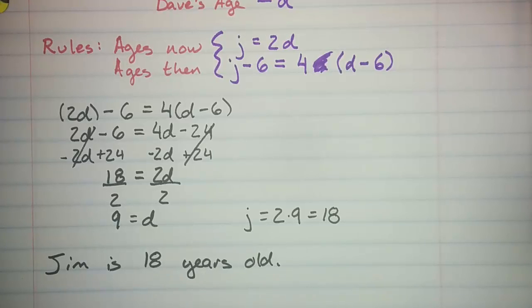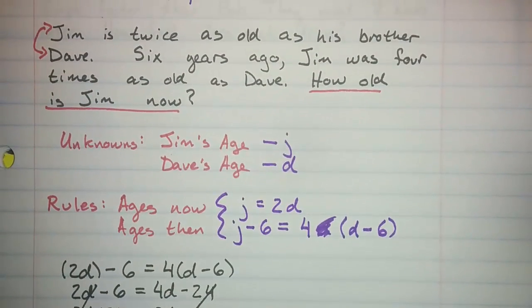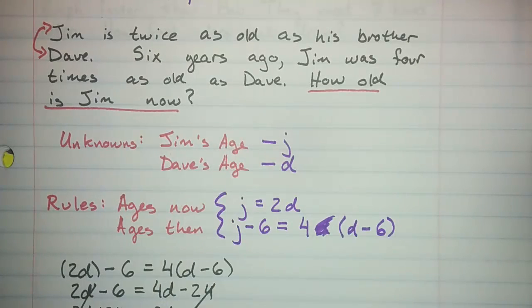So, we've answered the question. Our answer makes sense. How did we know that we needed a system? We had 2 unknown things, and all of our information was about how they were related to one another. Even though the question only asked for one of them, we knew that there were 2 unknowns, and that cued us to set up a system.